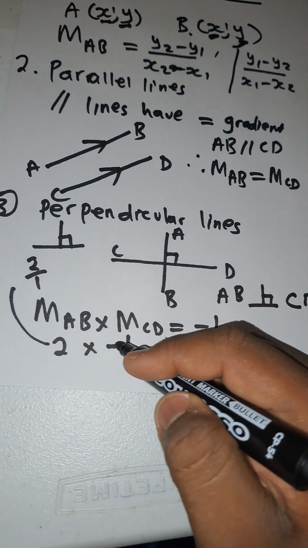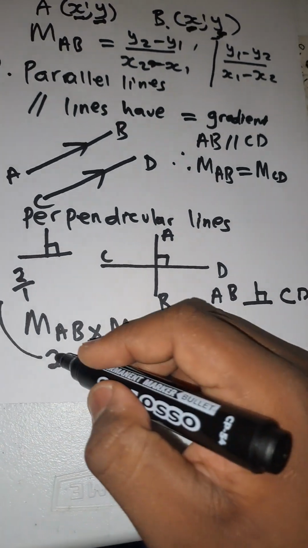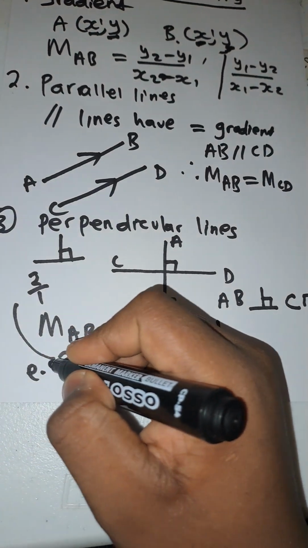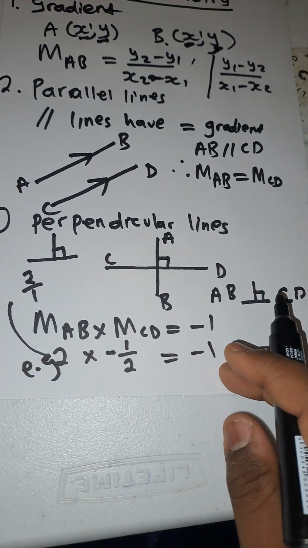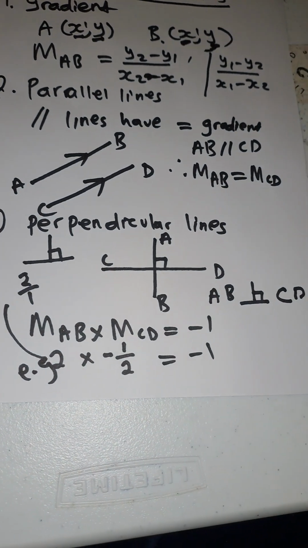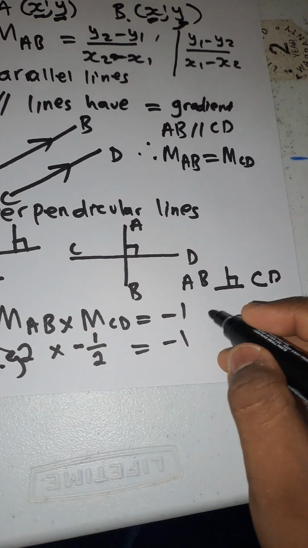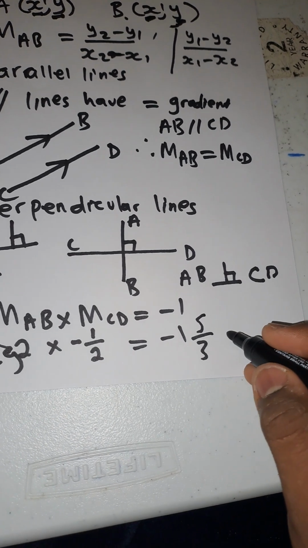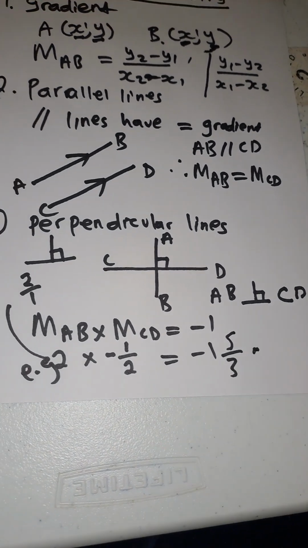Since it was 2 over 1, you're gonna make it 1 over 2, but you put a negative sign, because this 2 is gonna cancel. Then we're gonna get your -1 here. You see, that's how it is, so that you don't calculate and waste time. If you have a gradient that's like maybe 5 over 3, know that the other one is -3 over 5. You see.